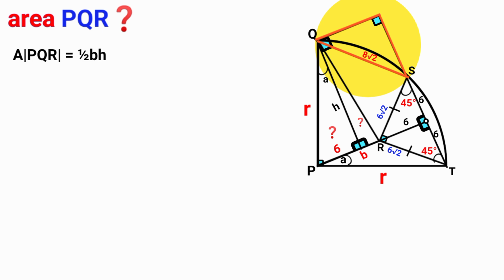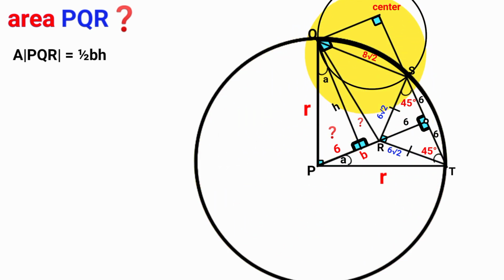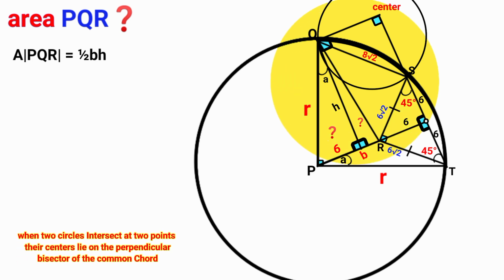Since it is a right angle triangle, we also assume a circle around this point and this point, where this will be the center. Now this circle and the big circle are intersecting at 2 points. Based on the rule we mentioned earlier, the centers, which is this point and this, will lie on the perpendicular bisector of this chord here. Since the chord is bisected and we have its length to be 8√2, this segment and this each will be half 8√2, which is 4√2.